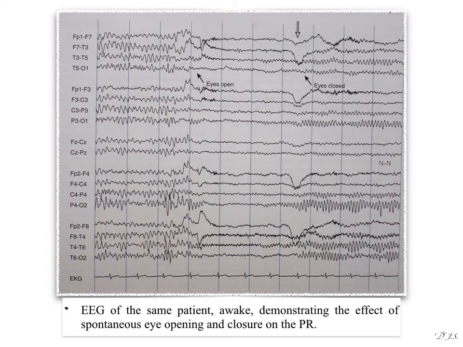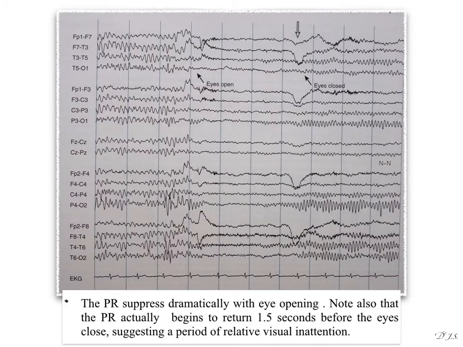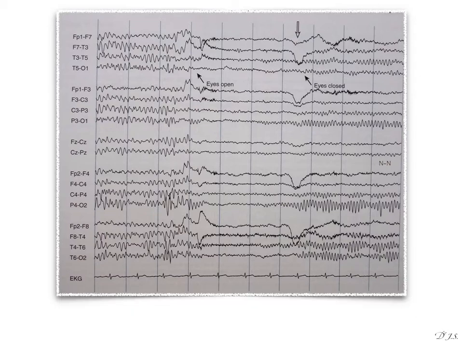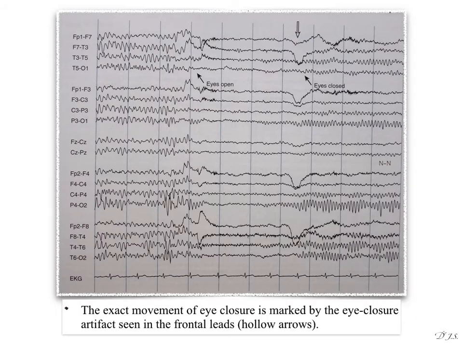EEG of the same patient, awake, demonstrating the effect of spontaneous eye opening and closure on the PR. The PR is suppressed dramatically with eye opening. Note also that the PR actually begins to return 1.5 seconds before the eyes close, suggesting a period of relative visual inattention. The exact moment of eye closure is marked by the eye closure artifact seen in the frontal leads, hollow arrows. A note on the term alpha rhythm.